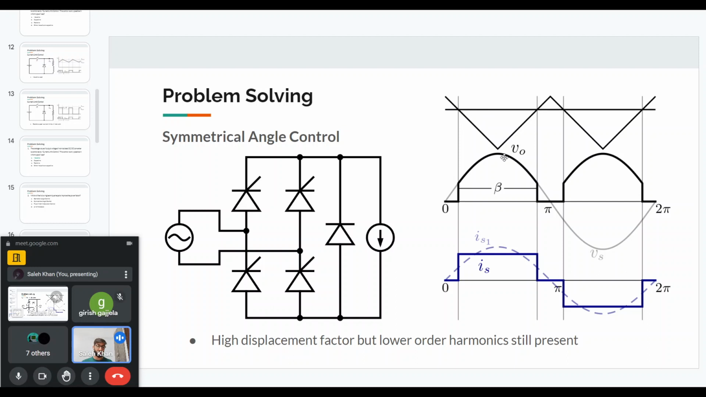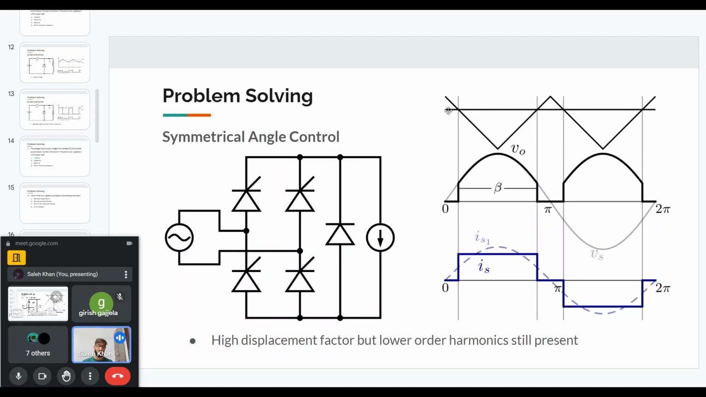So we have a carrier waveform. This triangular waveform is a carrier, and as you can see, it has a switching frequency which is twice the supply frequency. The supply frequency is Vs from 0 to 2 pi, and this triangular waveform is at twice this frequency. And then we have a reference waveform, which is this horizontal straight line.